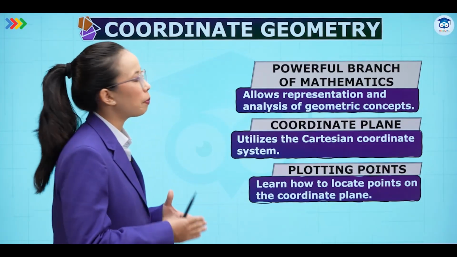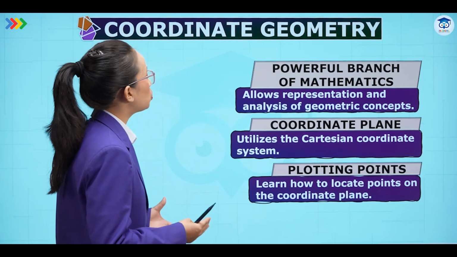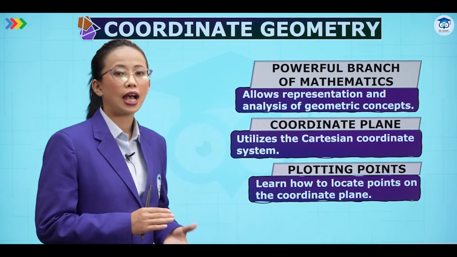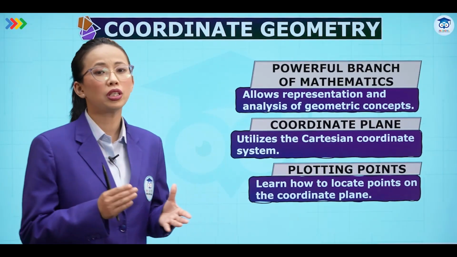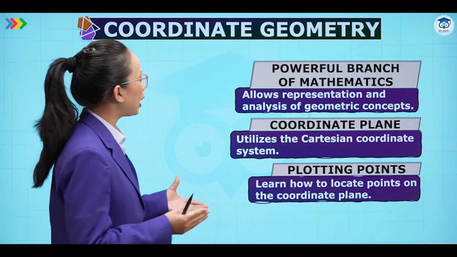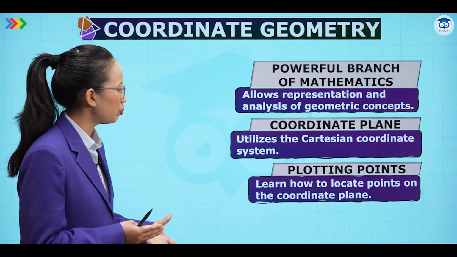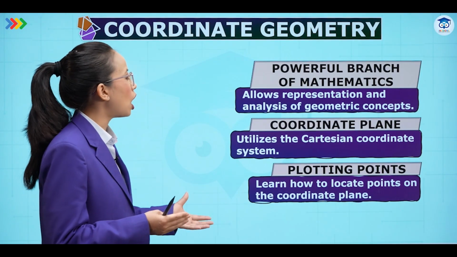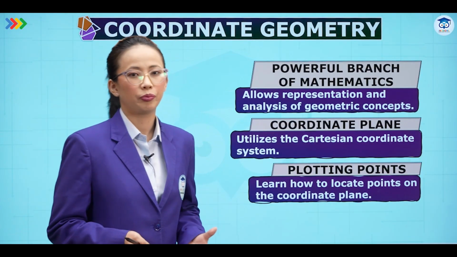Coordinate geometry is a powerful branch of mathematics. It deals with the representation and analysis of geometric concepts. Here we are going to deal with points and distance. In the coordinate plane, we are going to utilize the Cartesian coordinate system, and we are going to learn how to locate points on this Cartesian coordinate plane.